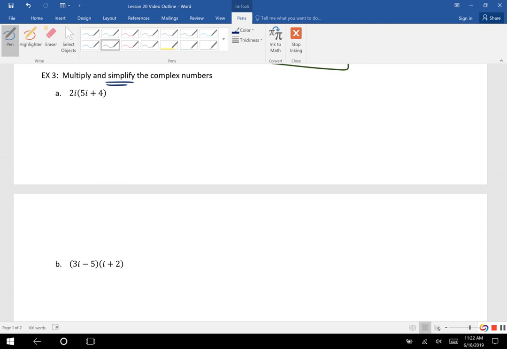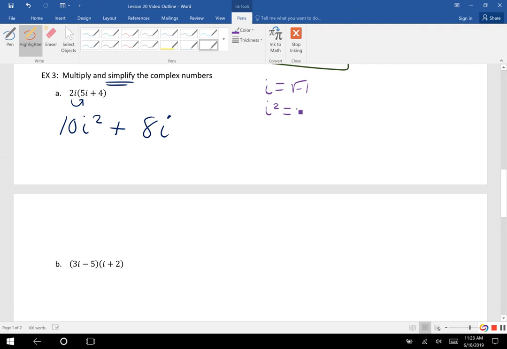So in example A, I'm going to distribute. 2i times 5i would be 10i squared. And 2i times 4 is 8i. So I multiply like I normally do. But then, if we defined i to be the square root of negative 1, i squared should be negative 1. So anywhere I see an i squared, I am just going to replace that with a negative 1. So this is actually 10 times negative 1 plus 8i, or negative 10 plus 8i.